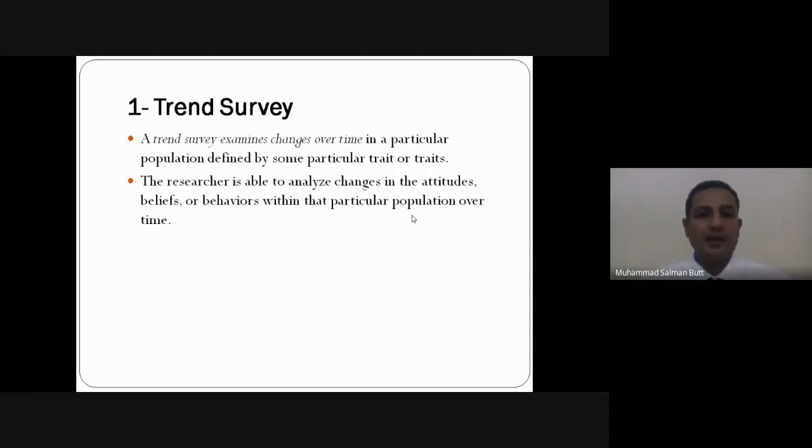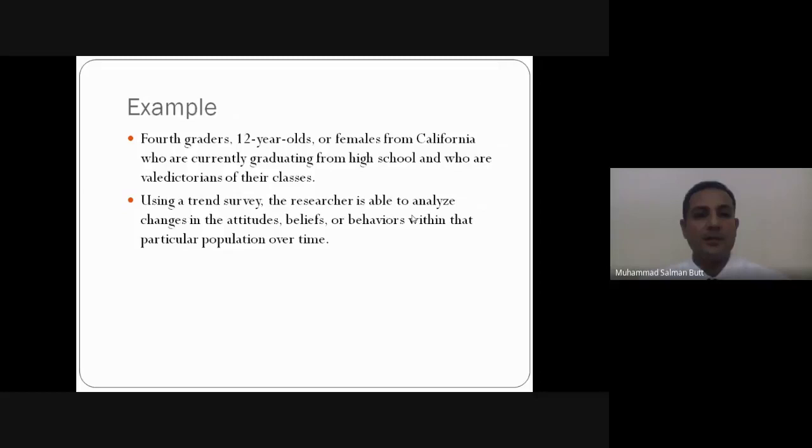The first category is the trend survey. A trend survey examines changes over time in a particular population defined by some particular traits. So in that one, you are going to measure the trend, like how the trend is changing, and the researcher is able to analyze changes in the attitudes, beliefs, and behaviors within that particular population over time. The example in your book is given for a group of students who are called valedictorians.